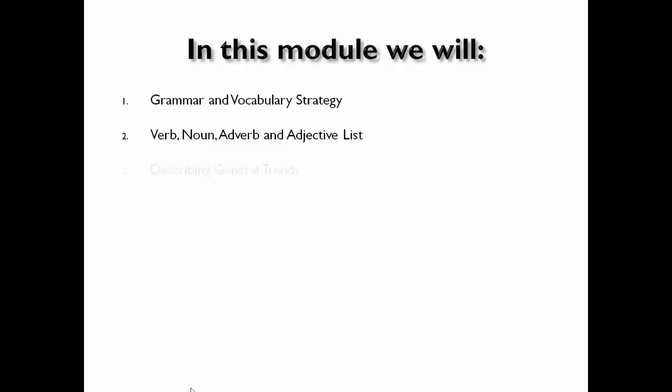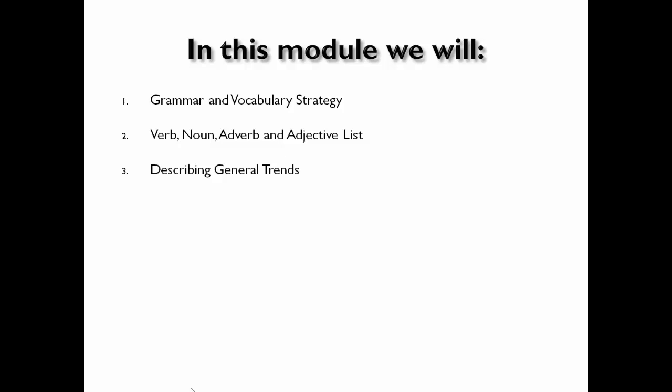So let's look in more detail at what we're going to do today. We're going to look at an overall strategy that you should use for grammar and vocabulary improvement and how to get high scores in grammar and vocabulary. We're going to look at a list of common verbs, nouns, adverbs, and adjectives that you should use in IELTS Writing Task 1 when you're describing graphs and charts.